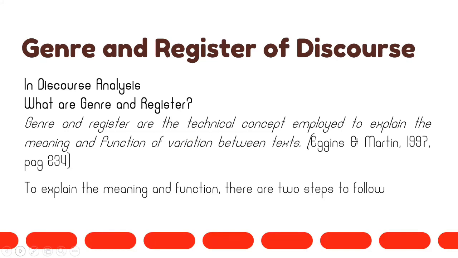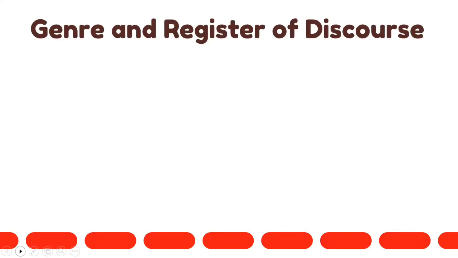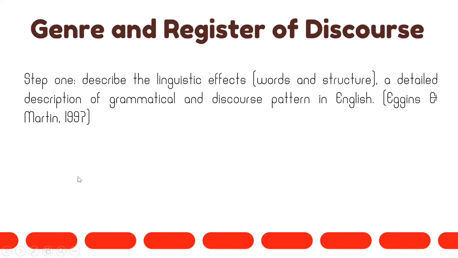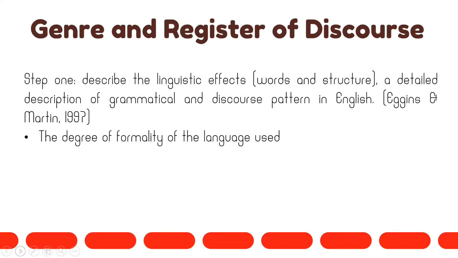We need to follow two steps. First, we need to describe the linguistic effect. That means a detailed description of grammatical and discourse patterns in English. This is according to Martin in 1997. But to complete this step, we have three main characteristics. That means how we're going to describe the words and the structure.